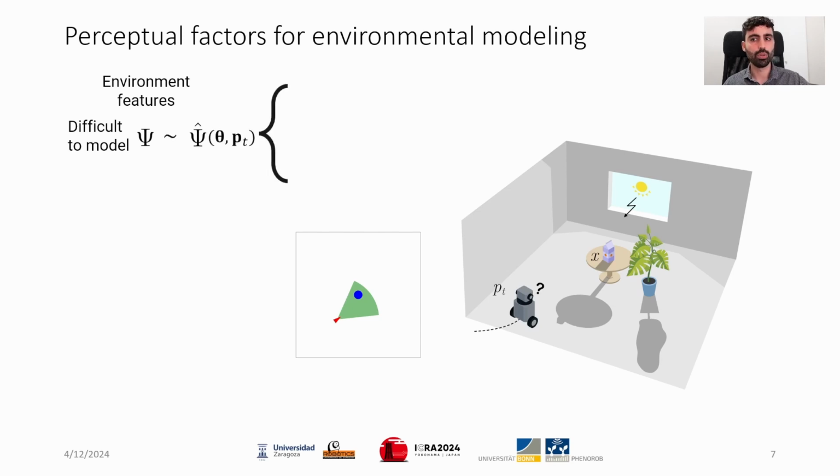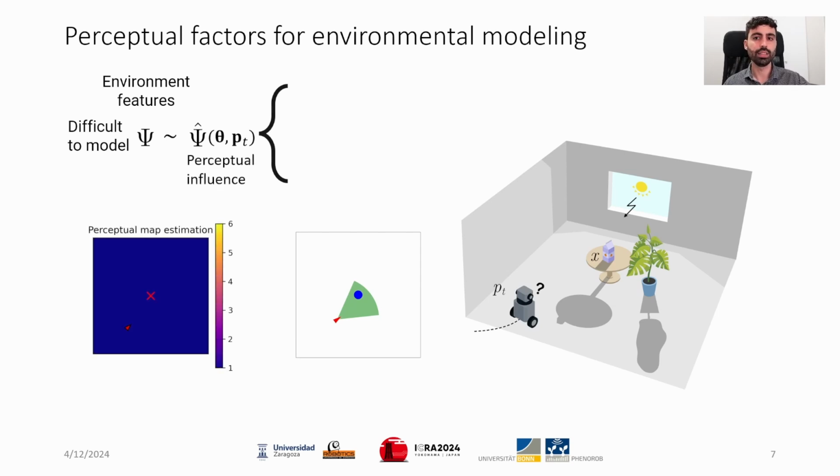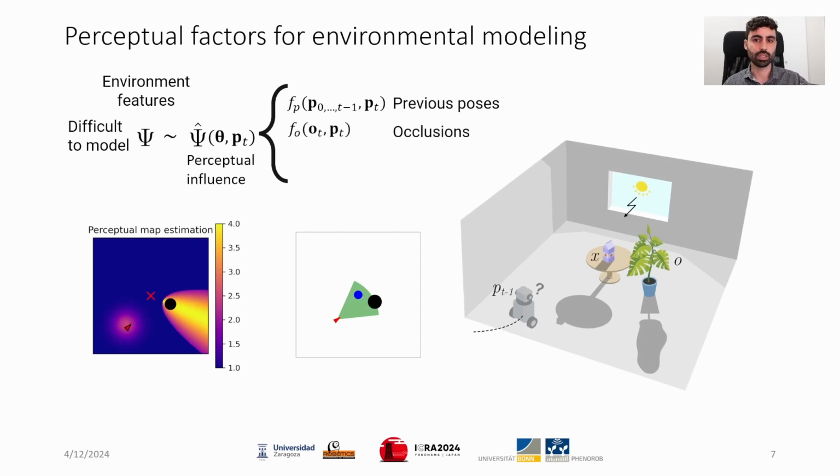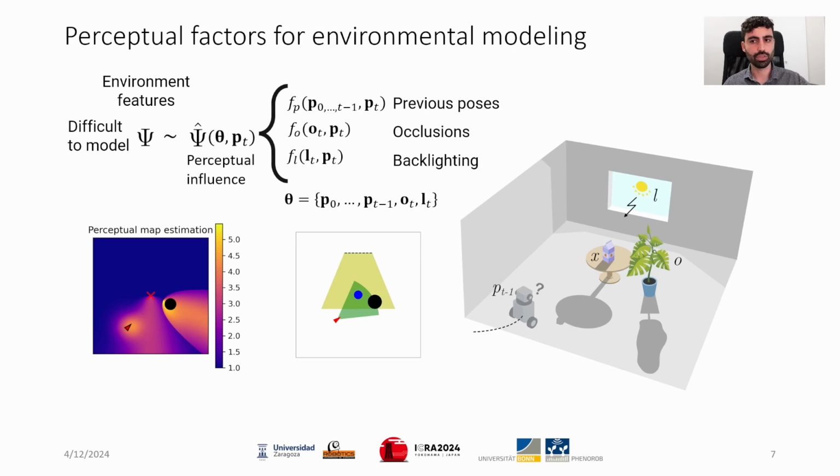Our solution proposes to approximate it by a perceptual influence map that you can see on the bottom left. This map is built by combining a set of different functions that express the correlation with viewpoints that yield similar appearance and external factors such as objects and backlighting. The parameters of these functions are previous poses, the position of other objects in the scene, and lights. And we currently use analytical handcrafted functions as a simplification.